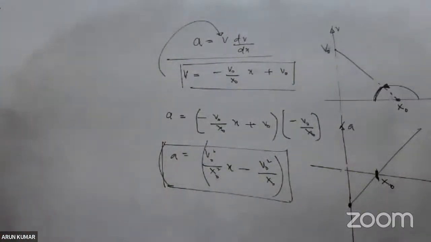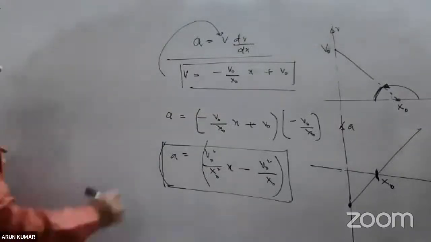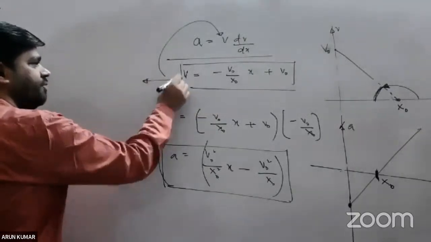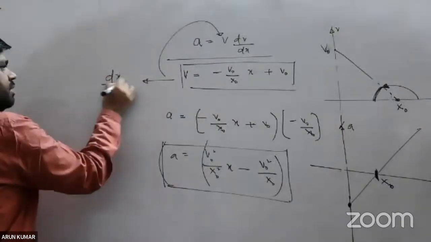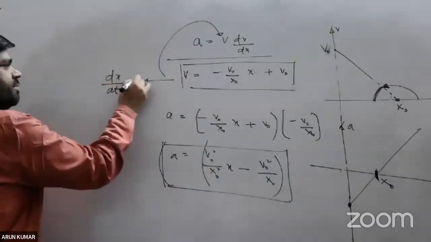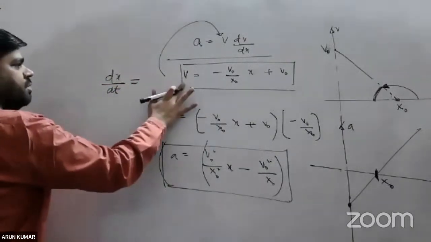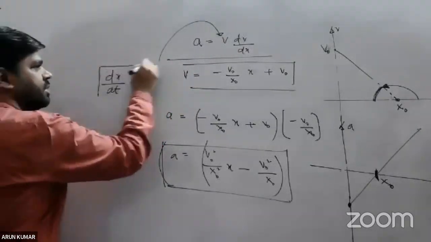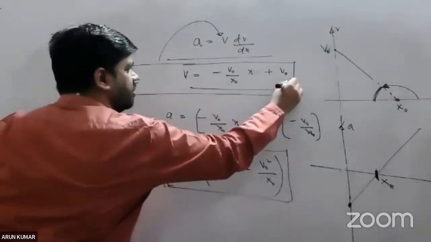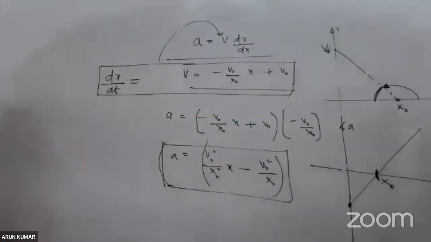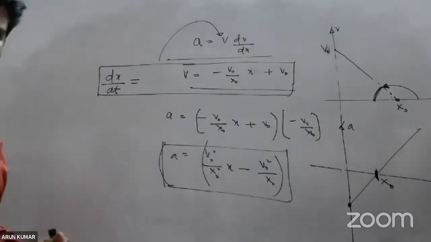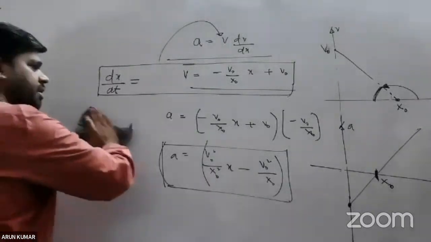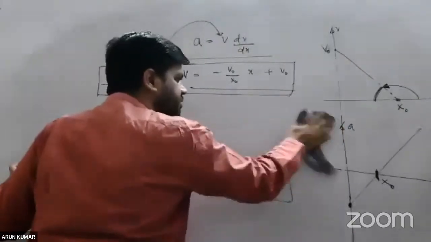But I want the x versus t graph. Ultimately, I want x as a function of t. So what I'll do, I'll use this equation and substitute v is equal to dx by dt here. I'll write v is equal to dx by dt for this second equation and solve further, integrate further. Alright, let's see how we integrate. Integration is simple, but there are standard integrals which you have to remember.